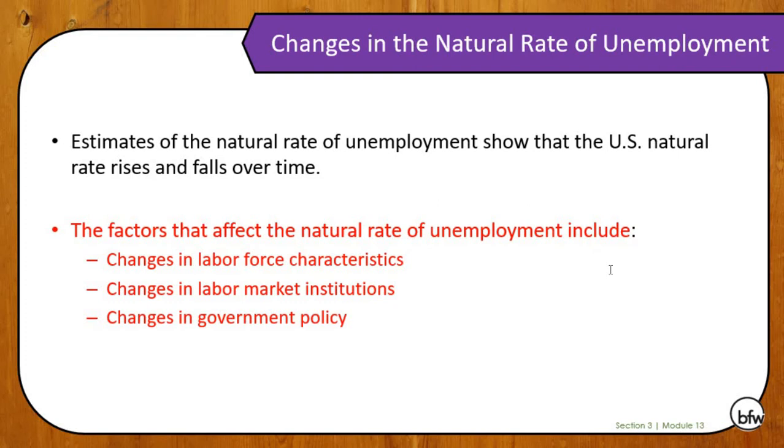Now, factors that affect the natural rate of unemployment include changes in labor force characteristics, changes in labor market institutions, and changes in government policies. We'll go into more detail in class over this stuff, but let's say that the United States government makes unemployment benefits more generous. Well, that's going to lead to a higher natural rate of unemployment. Let's say that unions become more powerful in the United States. Well, that's going to lead to a difference in the natural rate of unemployment because people are going to be willing to wait for those union-paid jobs.